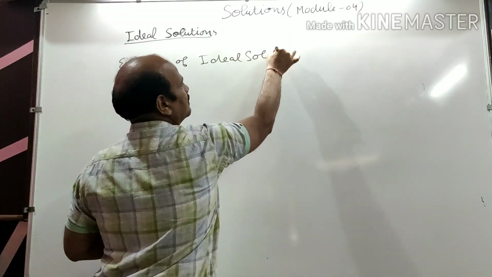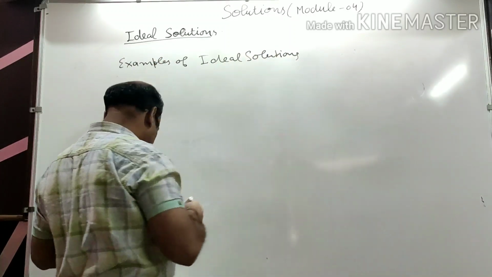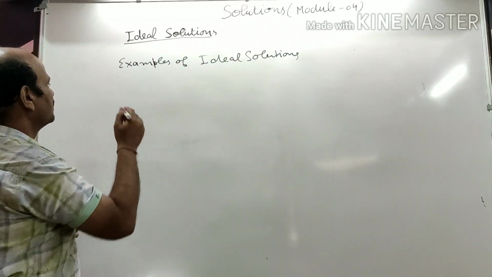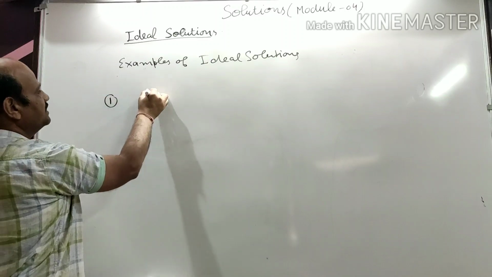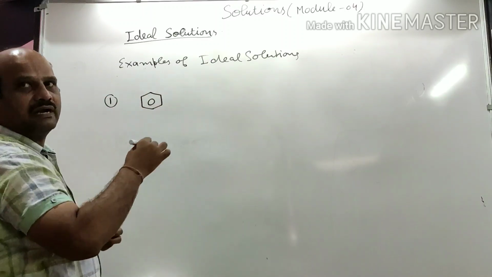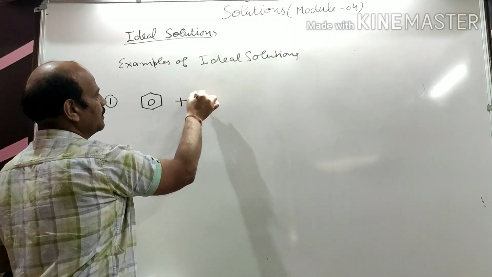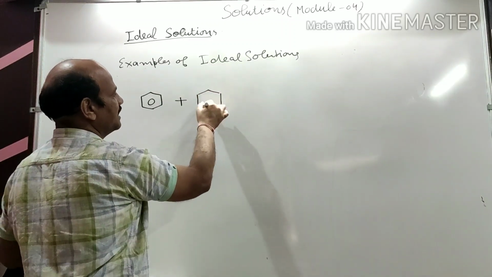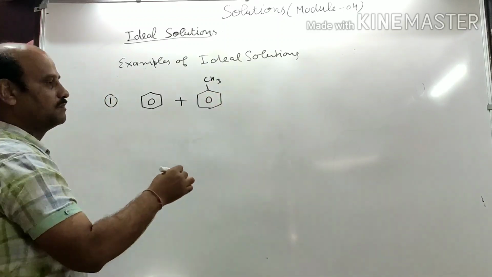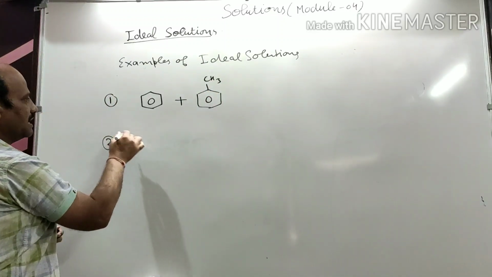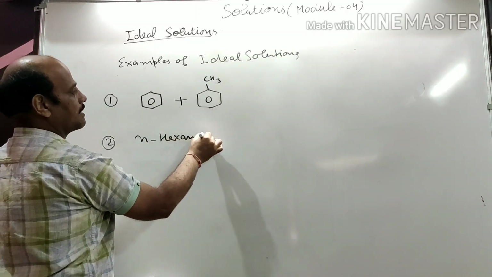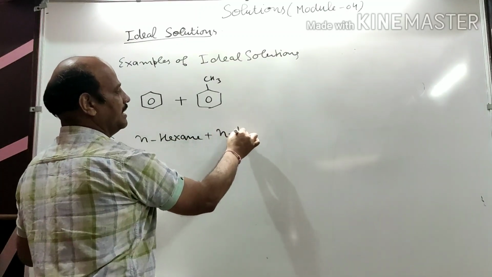Examples of ideal solutions. I take the first example, that is benzene. This is the formula of benzene and toluene. Benzene and toluene, first example. Second example, you take n-hexane and n-heptane.